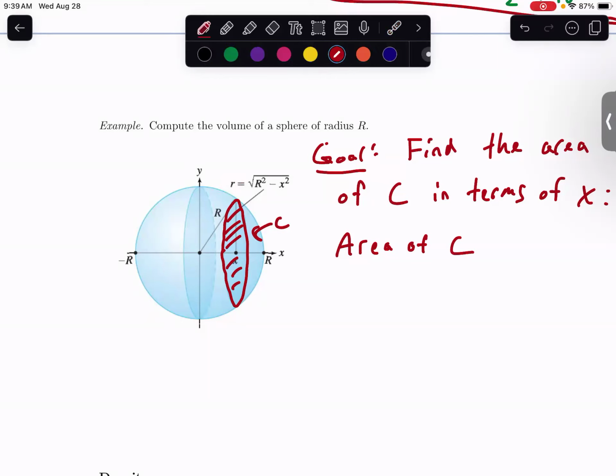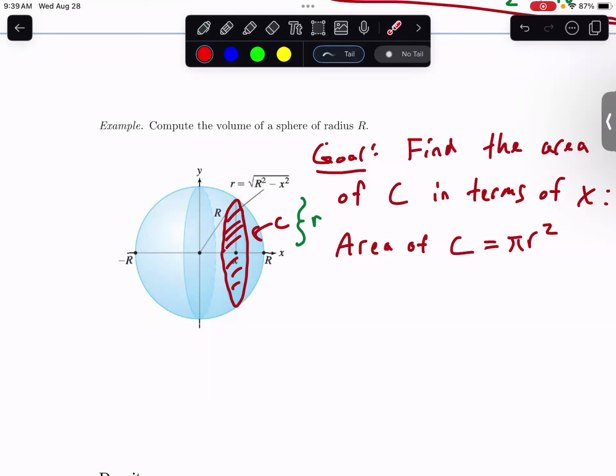So we already know that the area of C is equal to pi r squared, right? So maybe I should label that as well, because I kind of covered it up when I was drawing things in terms of C. So this is r, the radius of this vertical circle is given by r.